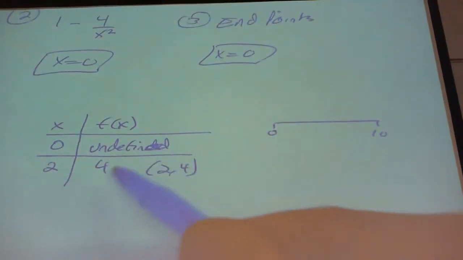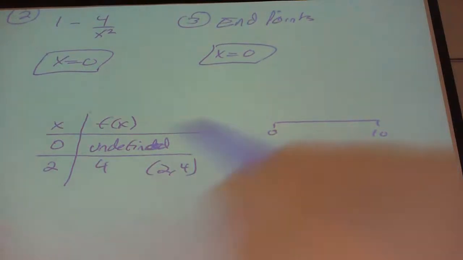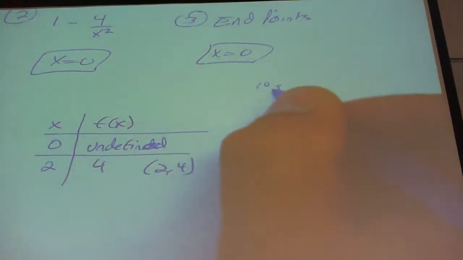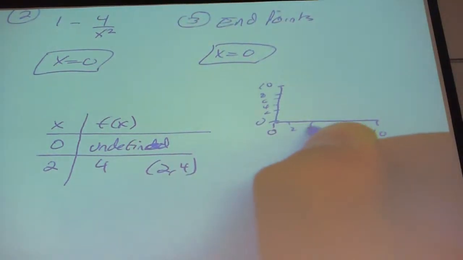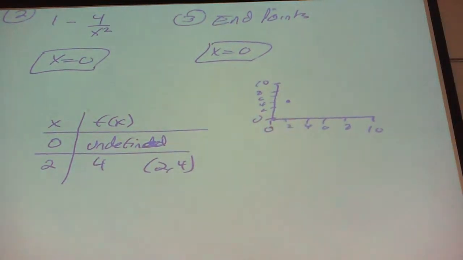Looking at your y's, I need to see 4. So what should I go for my y's? Maybe 0 to 10. And again, you can always change your window, but remember the goal is to be able to see the point that I'm concerned with. And the point I'm concerned with is 2, 4. In this window, I'll be able to see 2, 4 clearly.